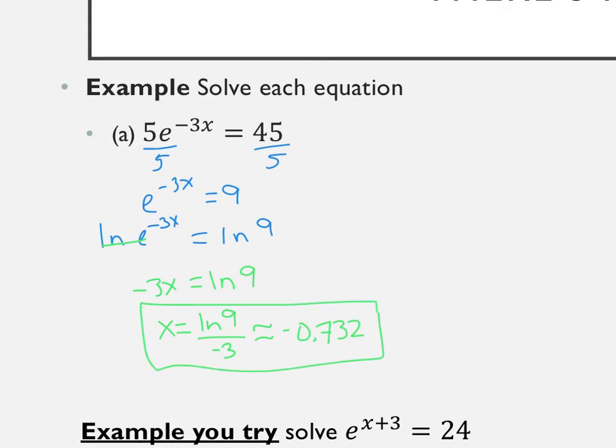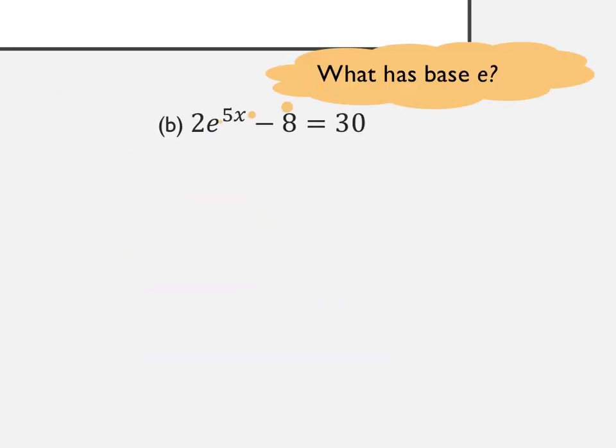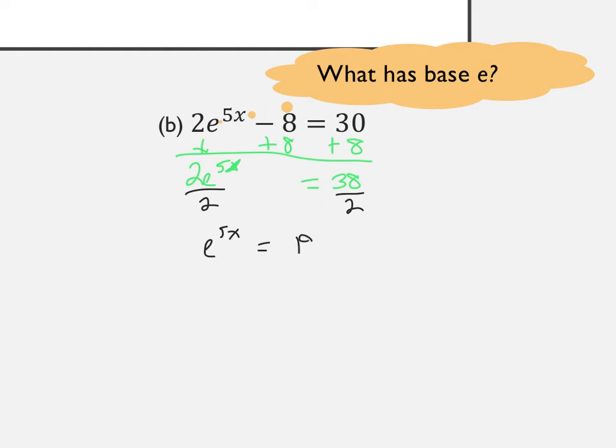Okay, let's look at another one. Same steps here. We want to know, how are we going to isolate the e? Well, hopefully we recognize we're going to add 8 first. So we'll drop the 2e to the 5x equals 38. Now to get the e alone, we'll divide both sides by 2. So e to the 5x equals 19.